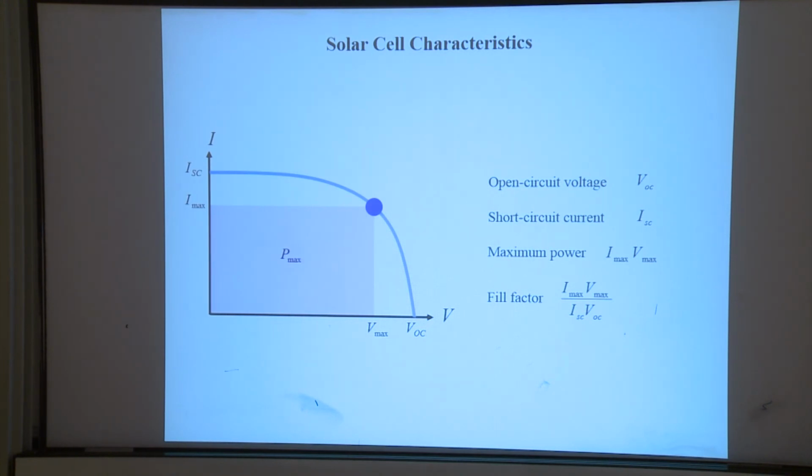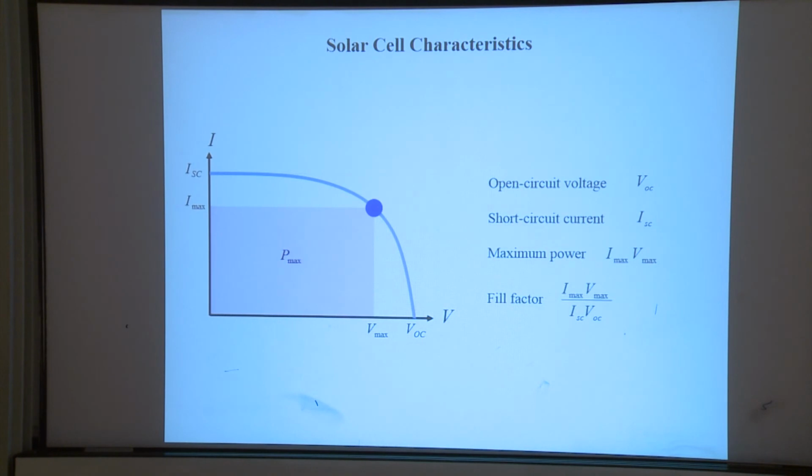Okay, maybe slightly different because I modified it a little bit. Okay, so again, we have open circuit voltage, we have short circuit current. Then we can operate in any one of the points as long as we adjust the load correctly.